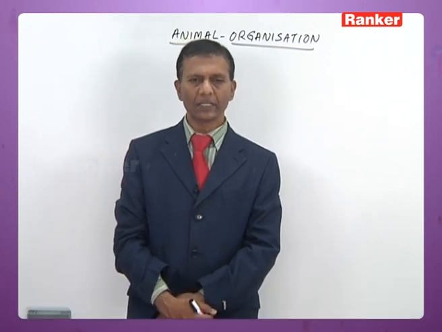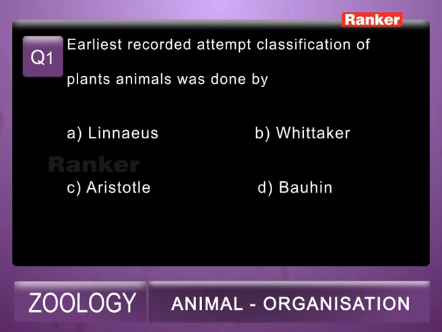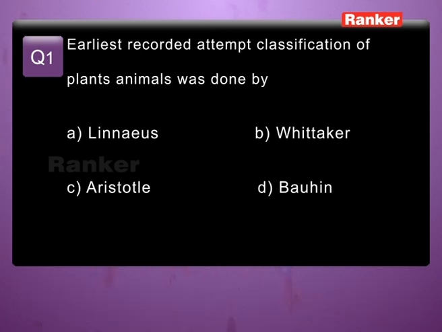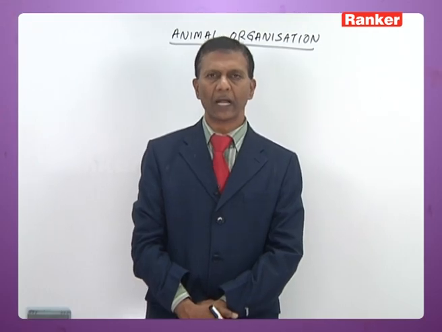We shall do certain important questions on the animal organization lesson now. I shall read out the question for you. The first question is: the earliest recorded attempt of classification of plants and animals was done by A. Linnaeus, B. Whittaker, C. Aristotle, D. Bohin. Among these, Aristotle made an attempt to classify the organisms for the first time. So Aristotle should be the correct answer.